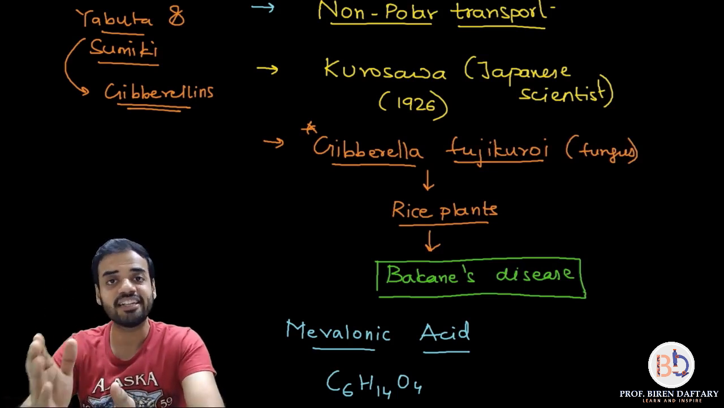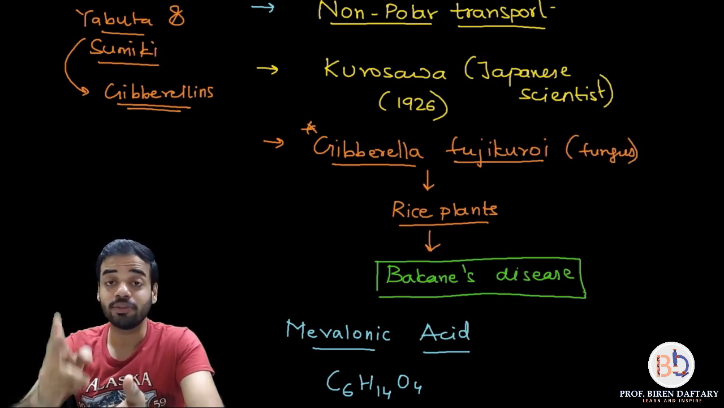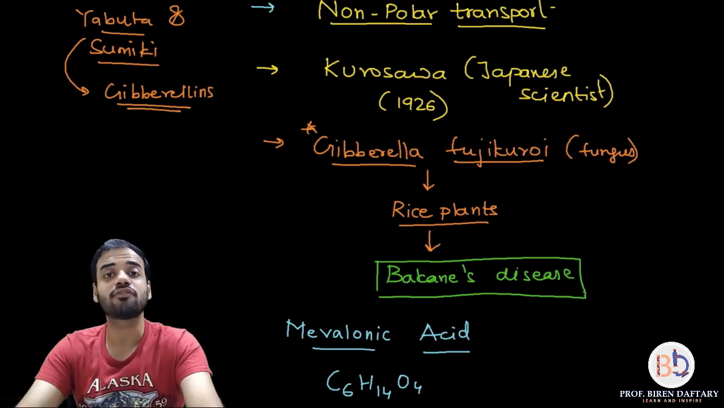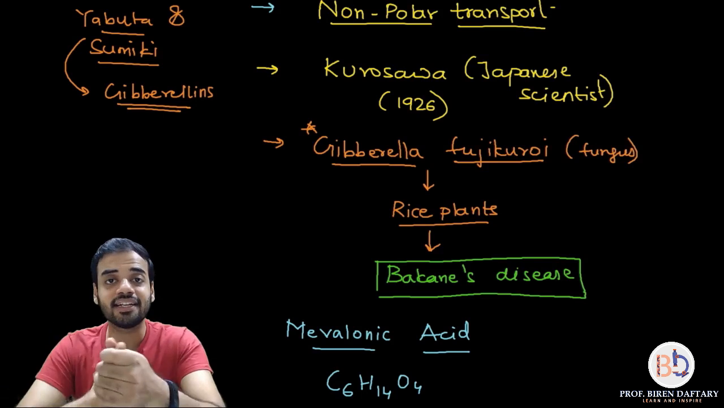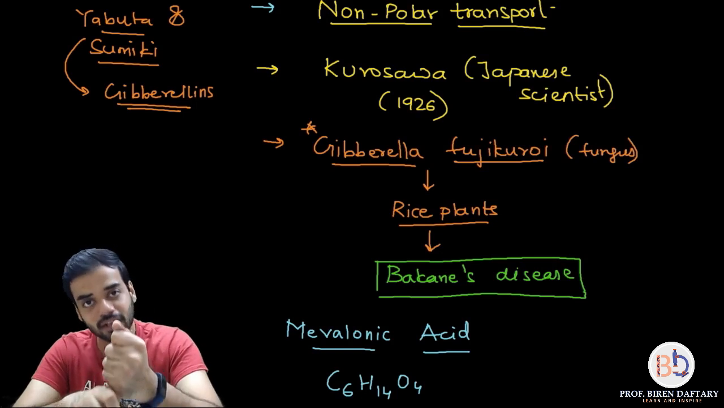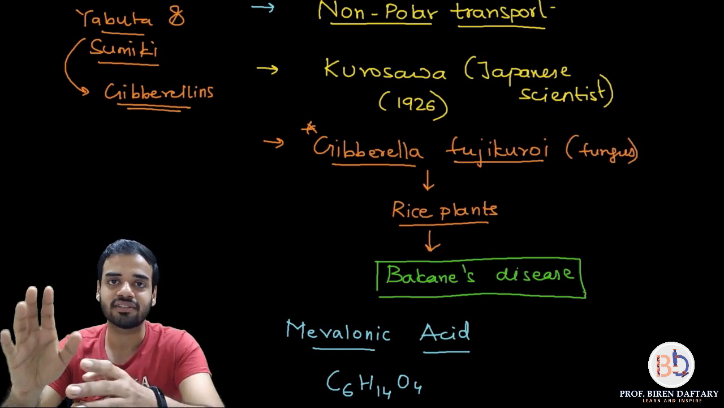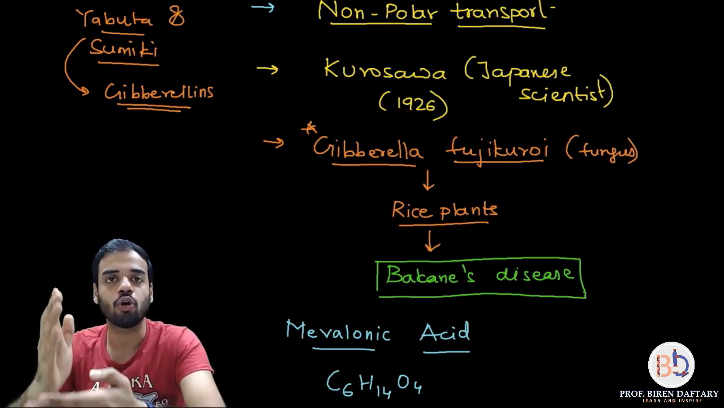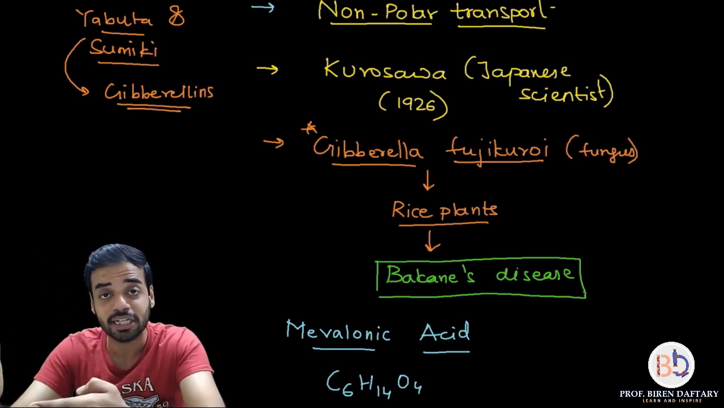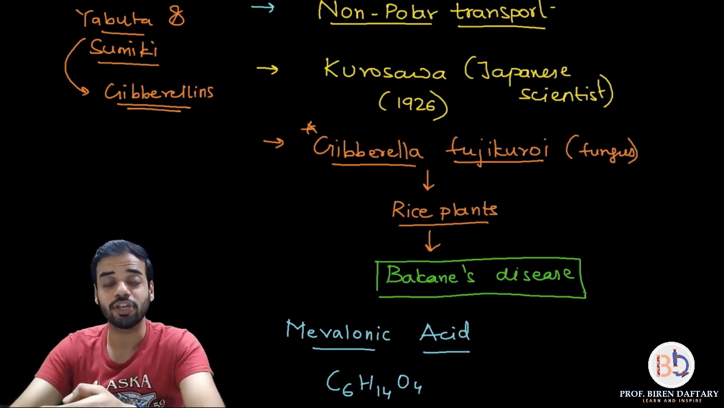Then in 1938, two scientists came, Yabuta and Sumiki. They crystallized these chemicals from Gibberella fujikuroi, and then they called these chemicals gibberellins. So gibberellins can be synthesized from Gibberella fujikuroi, and they are also naturally present in plants. Please remember this. That is why they are also called plant hormones. They are growth promoters. Remember growth promoters and growth inhibitors: inhibitors stop the growth, promoters promote growth or start the growth.